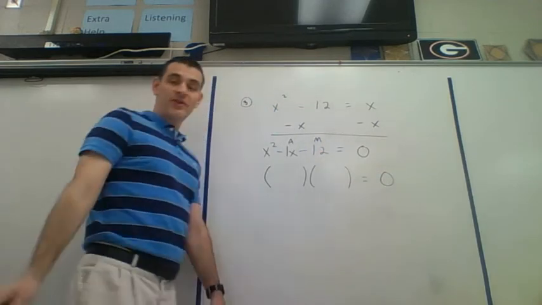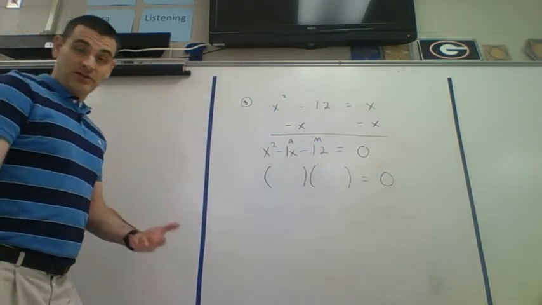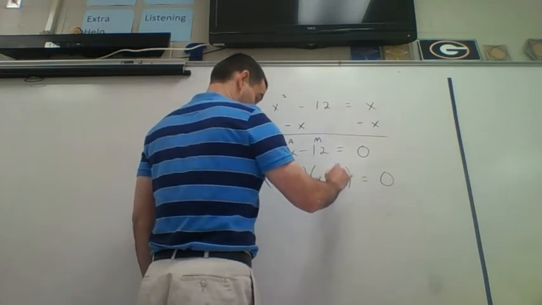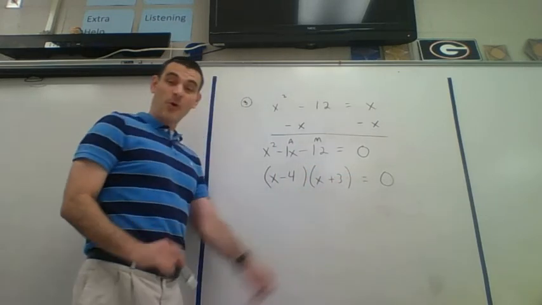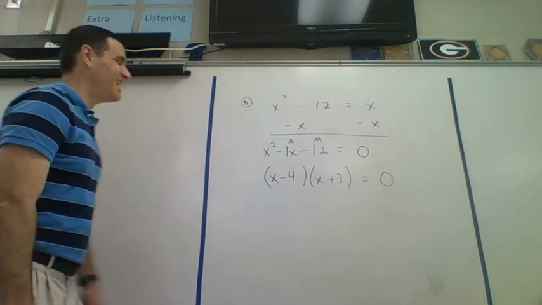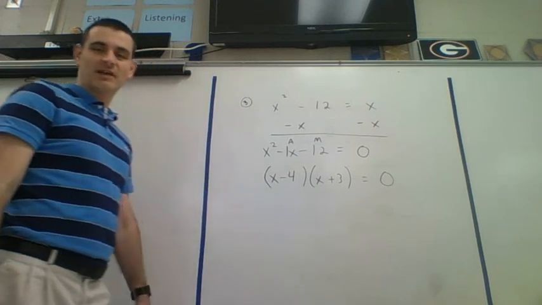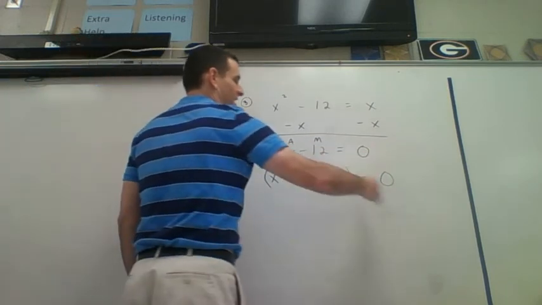We've factored several things now, so I'll write this down. I'll just put the numbers in there. It's going to be minus 4 and positive 3. Minus 4 and positive 3 is what that is. Negative 4 times 3 is negative 12. Negative 4 plus 3 is negative 1. So that works.